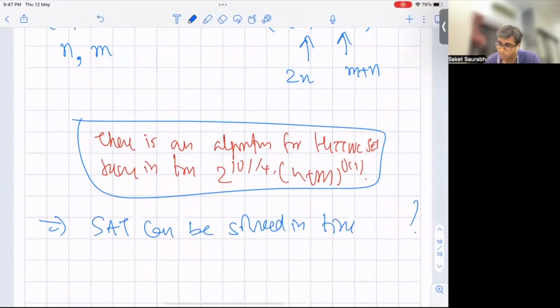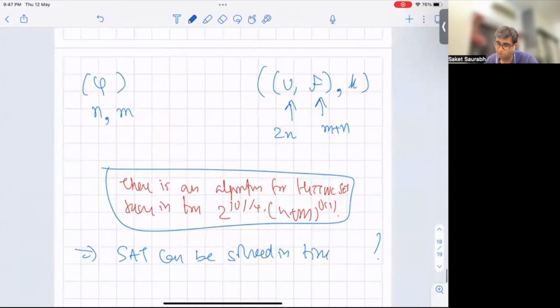How much? Can someone please tell me? I have written all the things here. From looking at this, please tell me how much time, with the help of this new hitting set algorithm and the reduction that we built, we can design an algorithm for SAT.